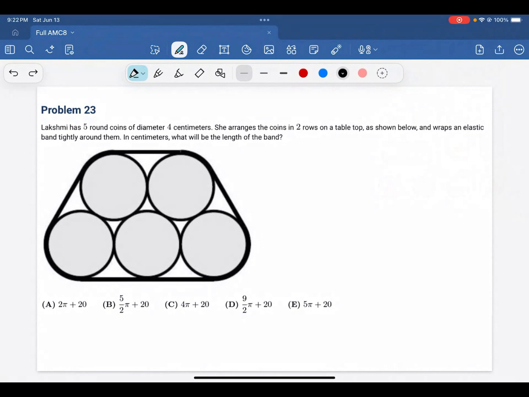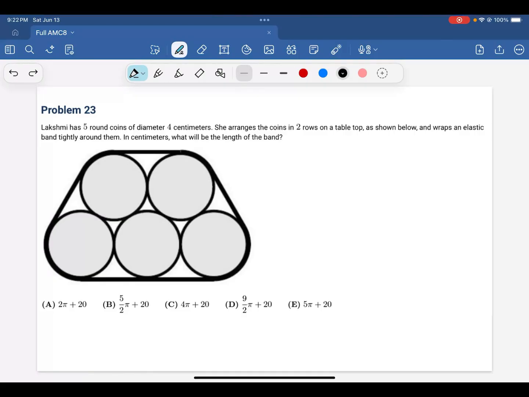Hello everyone, welcome back to the 2026 AMC 8 problems. Today we'll be discussing problems 23 through 25. These are the last three problems, so they'll definitely be the hardest. So let's just get into it.